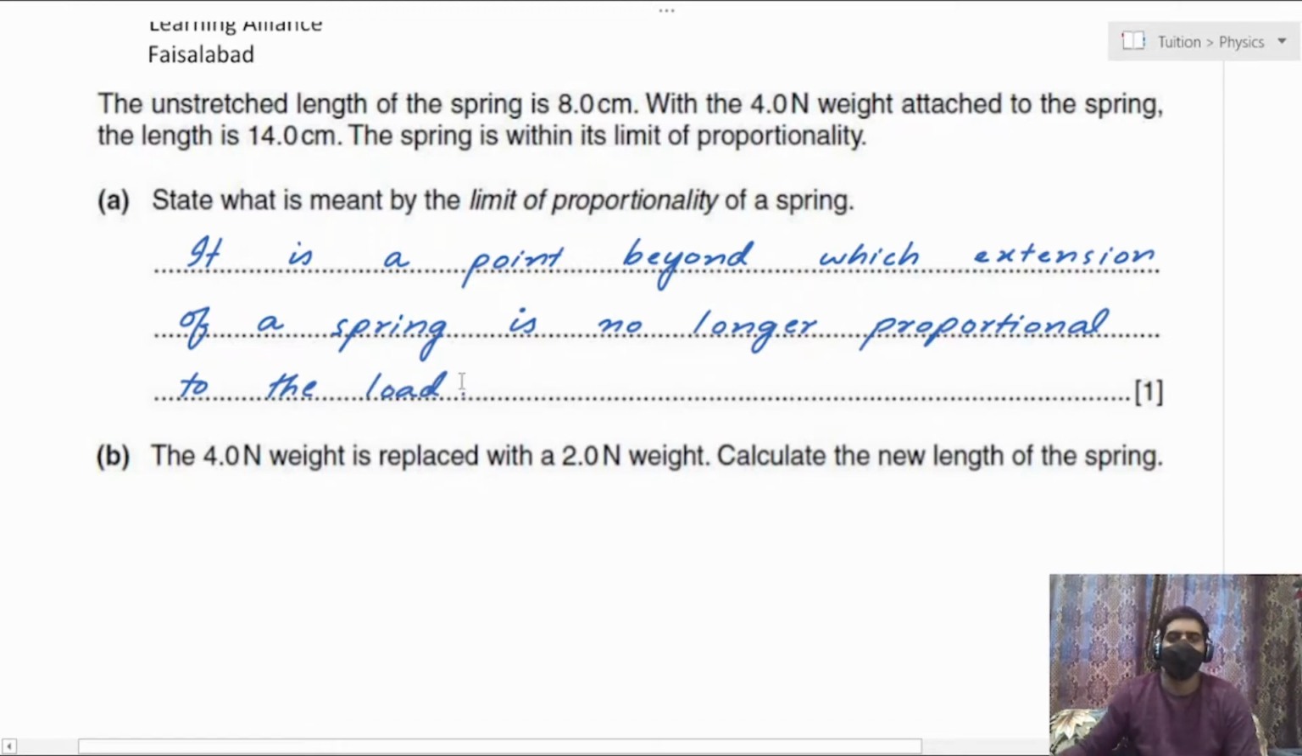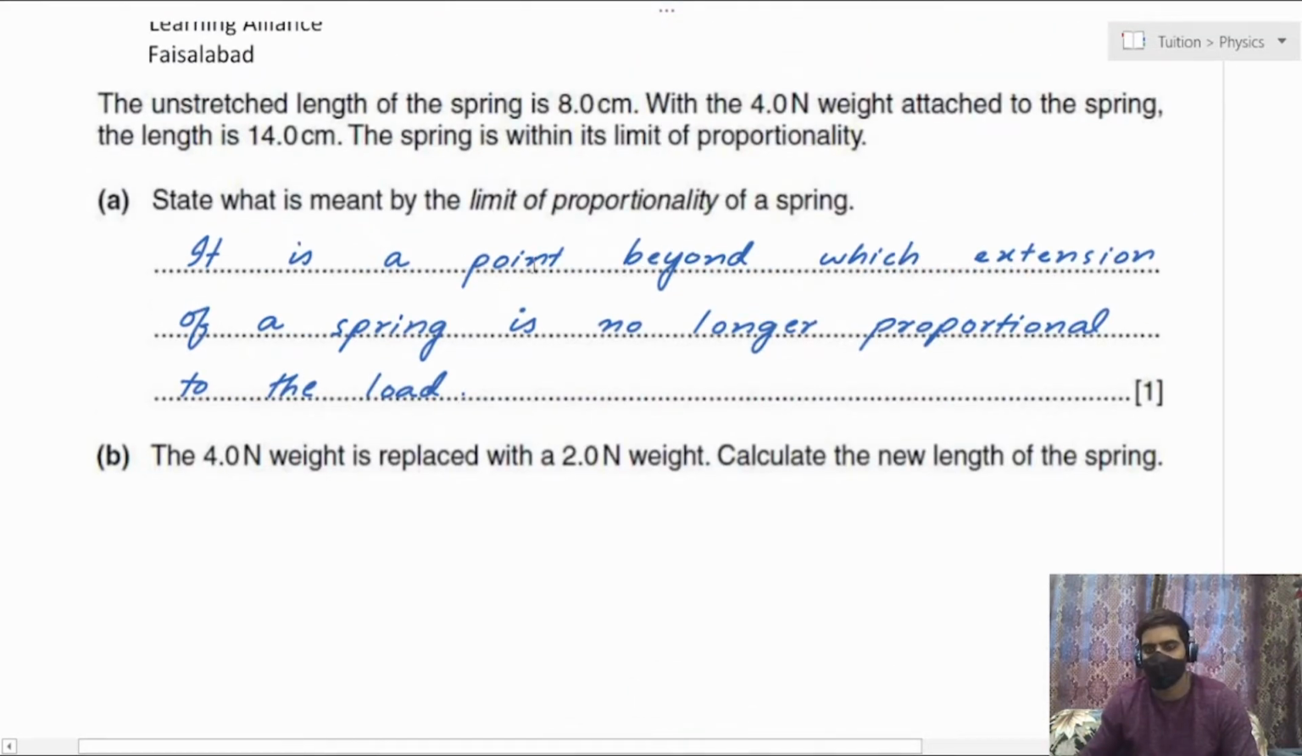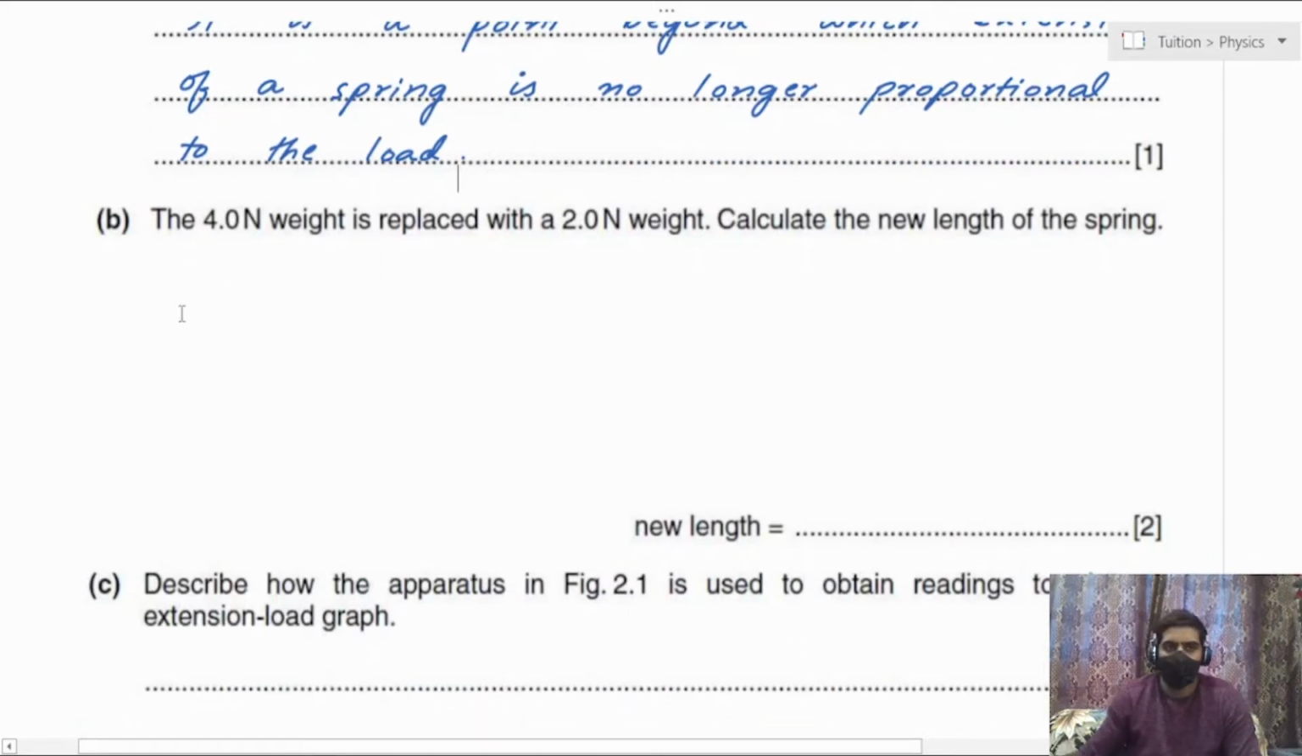All right, so you can phrase it in a different way as well, but make sure you're writing the key terms. It must include the key terms. It should not be very elementary. All right, moving on to part B.